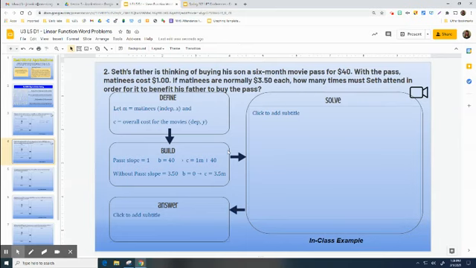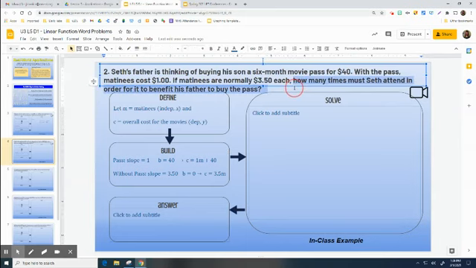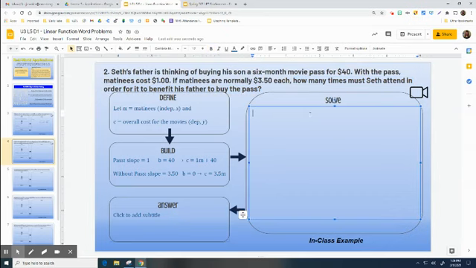Okay, so there's my two equations. And it says, how many times must Seth attend in order for it to benefit his father to buy the pass? So I'm going to set this up a little bit differently. I want to know, when does the cost of the pass equal the cost of no pass? Because then I would be able to find out what we call in business the break-even point. When do I not have to put any money out, but I'm not getting any money in? And that's called the break-even point.